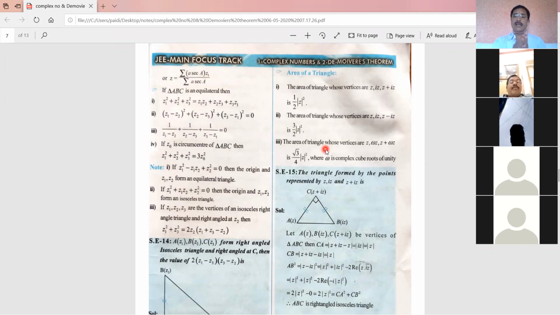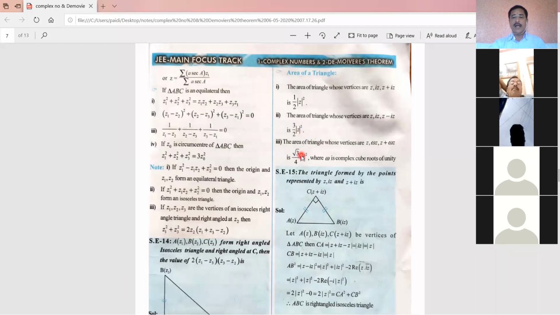By considering z as the ordered pair (z, 0), iz as (0, z) and z plus iz as (z, z), and applying that formula, we can easily find this result. So the area of the triangle with these three complex numbers z, iz, z plus iz is half into mod z square. And the area of the triangle whose vertices are z, iz, z minus iz will be 3 by 2 mod z square.